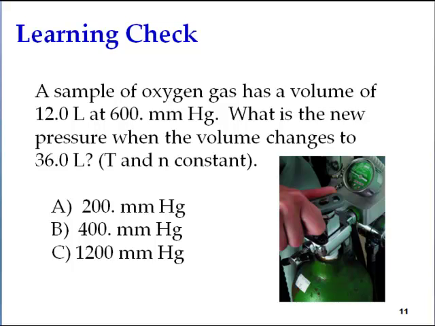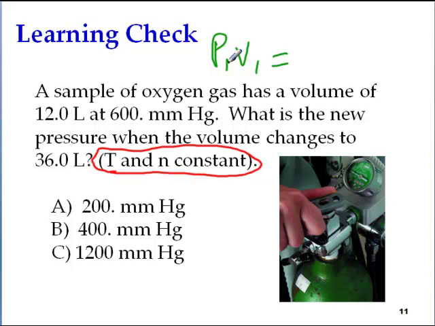Let's look at another problem of Boyle's law. In this particular problem, it's also worded: a sample of oxygen gas has a volume of 12 liters and it is at 600 millimeters mercury. What is the new pressure when the volume changes to 36 liters? Again, pay attention to the part that is given constant. This is your hint. If you find the temperature and the amount are constant, then you know that this is a pressure volume law, and the mathematical expression is P1 V1 equals P2 V2.